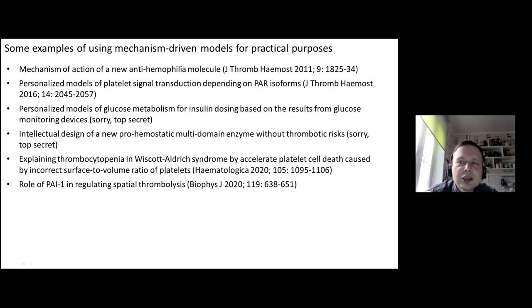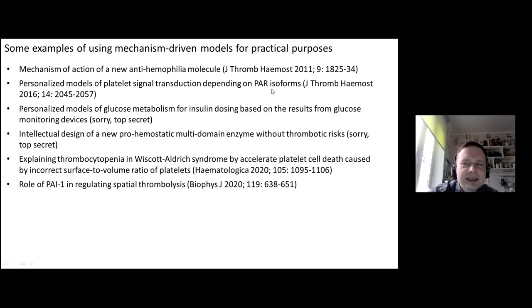Here, I included a brief list of several practical projects. Actually, most of what we do is just basic research. We attempt first to understand biological systems and only then do something useful. However, over the years, we had a very nice experience of collaborating with pharmacological and biotech companies in using our models for some useful things.